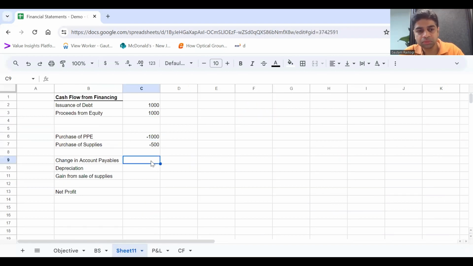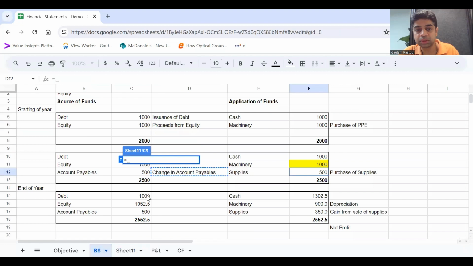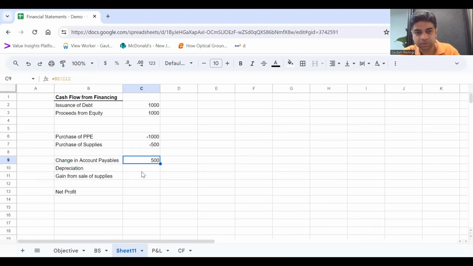And now change in account payables. It should be prefixed with a positive sign. Why positive sign? Because you did not pay anyone anything. You were supposed to, but you did not. That money, as I said, is with you. So it is a cash inflow. It's akin to a cash inflow.